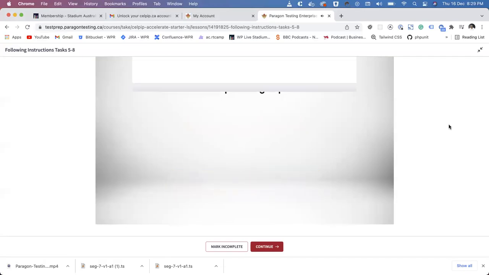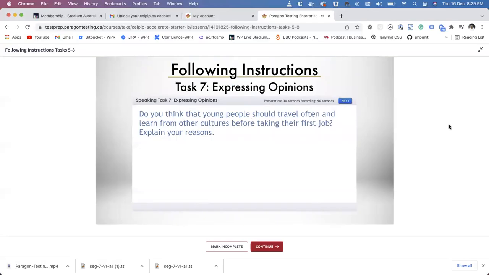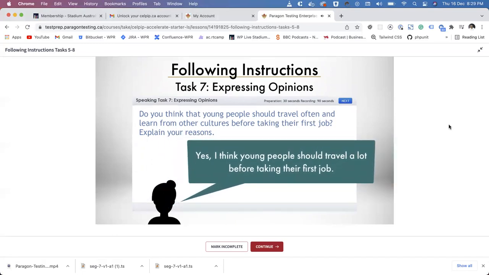Let's look at an example. Do you think that young people should travel often and learn from other cultures before taking their first job? Explain your reasons. So in this case, it's not enough to say something like, yes, I think young people should travel a lot before taking their first job.